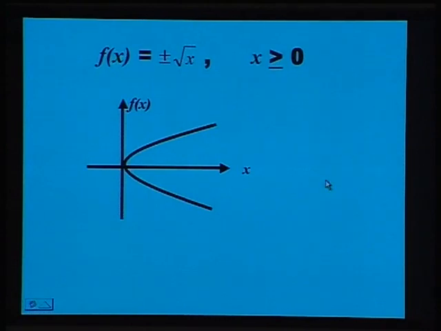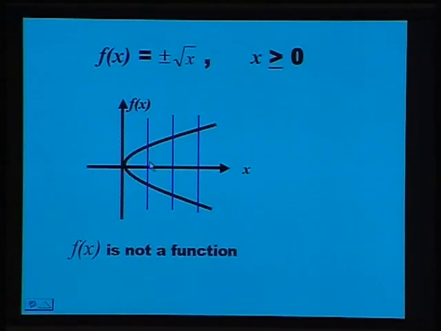If we draw the graph of the function f(x), then this is the shape that we'll see. In order to verify whether f(x) is a function, we should be drawing vertical lines. We find that the vertical lines are crossing the graph more than once. In fact, they're crossing the graph at 2 points, and we conclude therefore that f(x) is not a function, because there are vertical lines crossing the graph at more than 1 point.